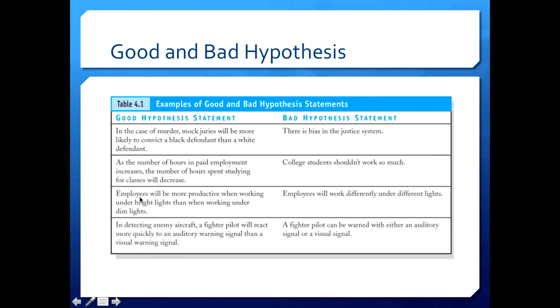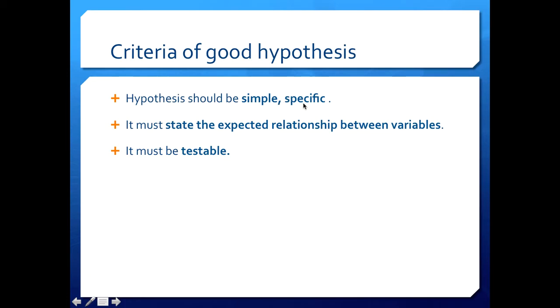The next one: employees will be more productive when working under bright lights than when working under dim lights. As for the bad one: employees will work differently under different lights. It might be a simple sentence, but it is quite broad, so it's not specific. Simple, yes, but not specific, whereas the criteria should be simple and specific.